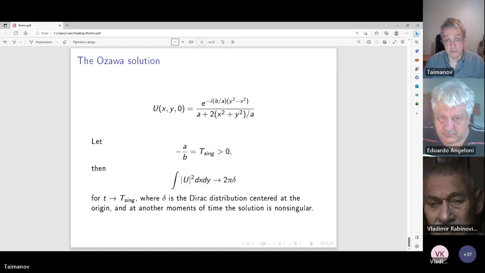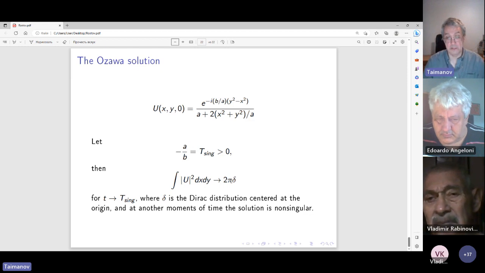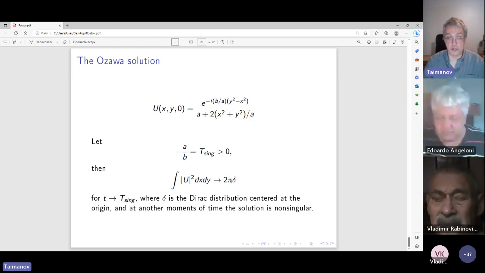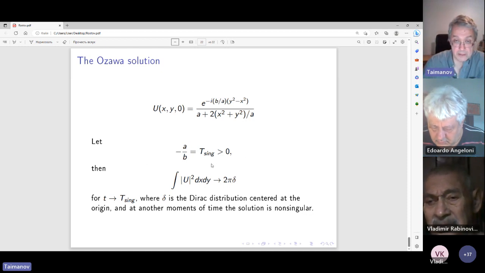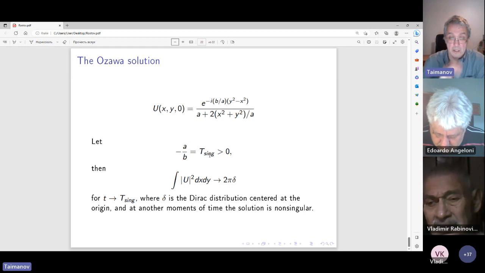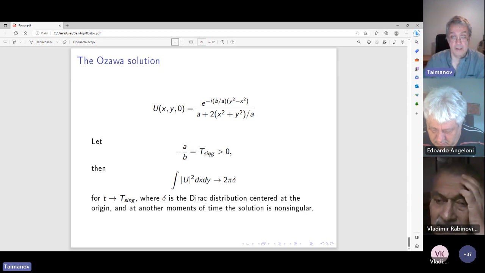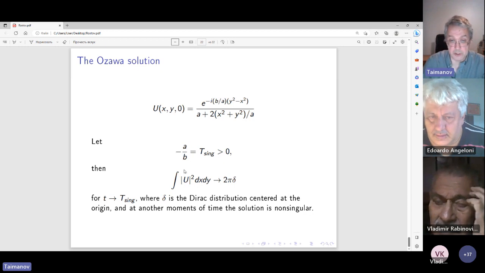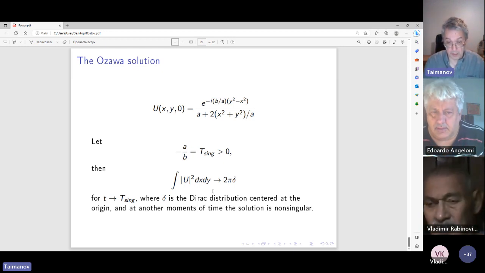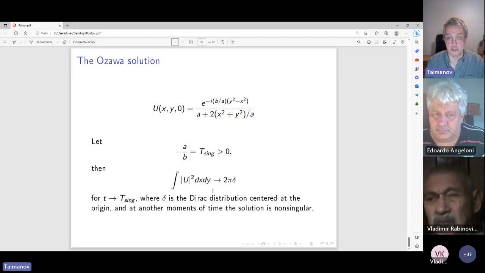And then at other moments, the solution is again non-singular. It's regained non-singularity as soon as we pass this moment. In all other moments, it's non-singular. But this 2 pi is the first integral of this solution. It's always 2 pi. But at one moment, the solution gets a real blow up, and the solution degenerates to the Dirac distribution. And then it's again a smooth solution.